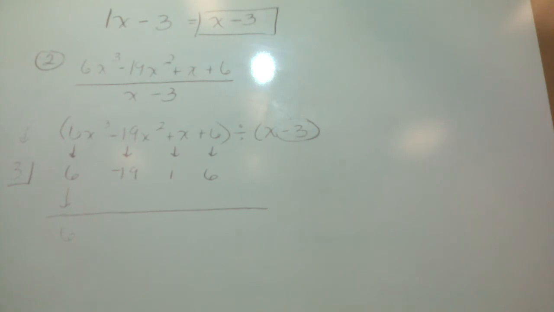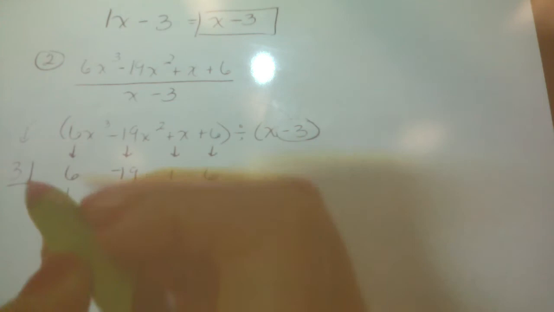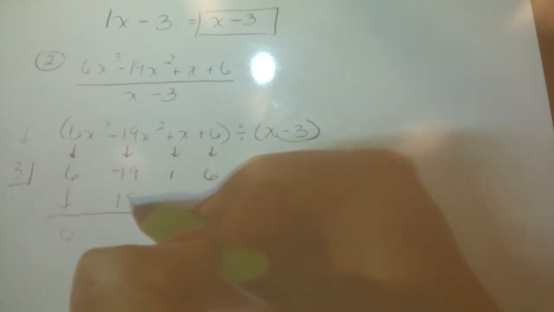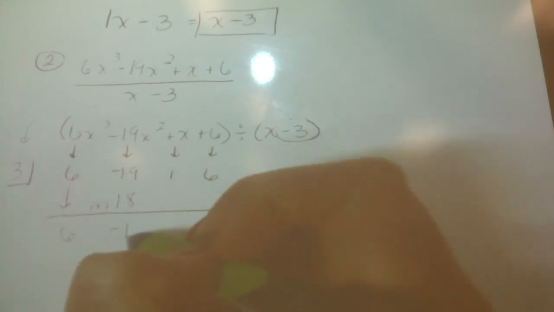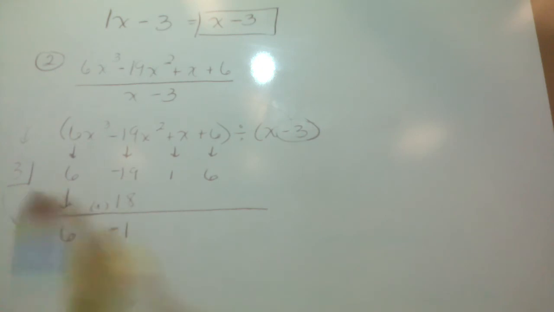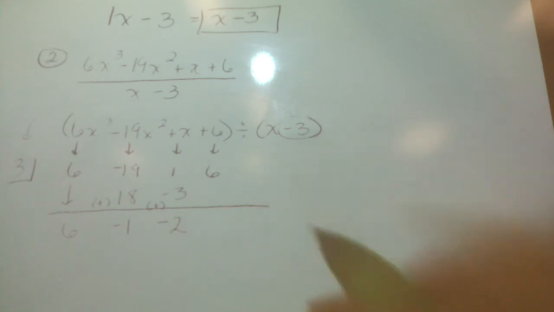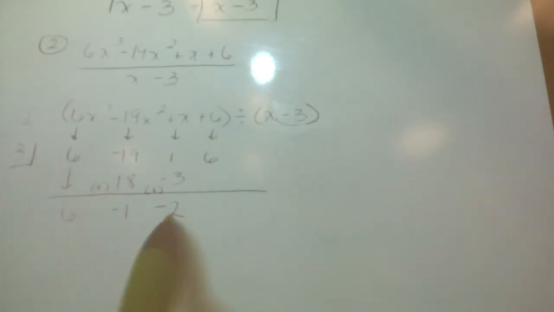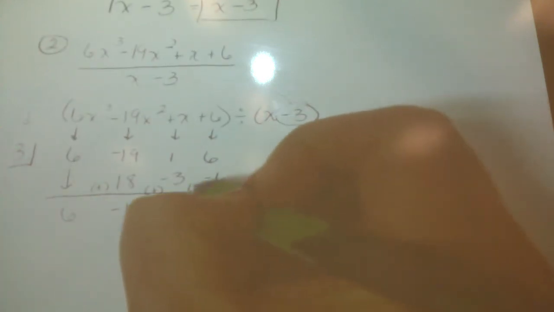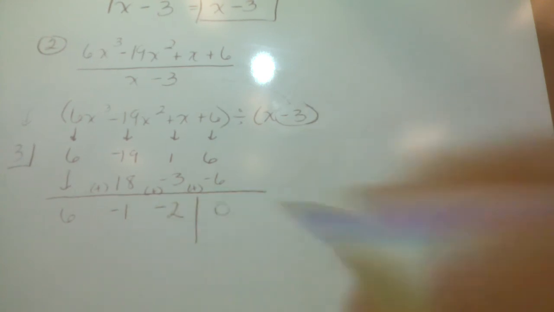Now I'm going to take that 3 and multiply it to the 6. 3 times 6 is 18. Add that up. Negative 1. 3 times negative 1 is negative 3. Add that up. Negative 2. 3 times negative 2 is negative 6. Add that up. This is going to be my remainder. 0. So I don't have a remainder. It must be the last problem I'm going to do that will have a remainder. All right. So we finished the process.